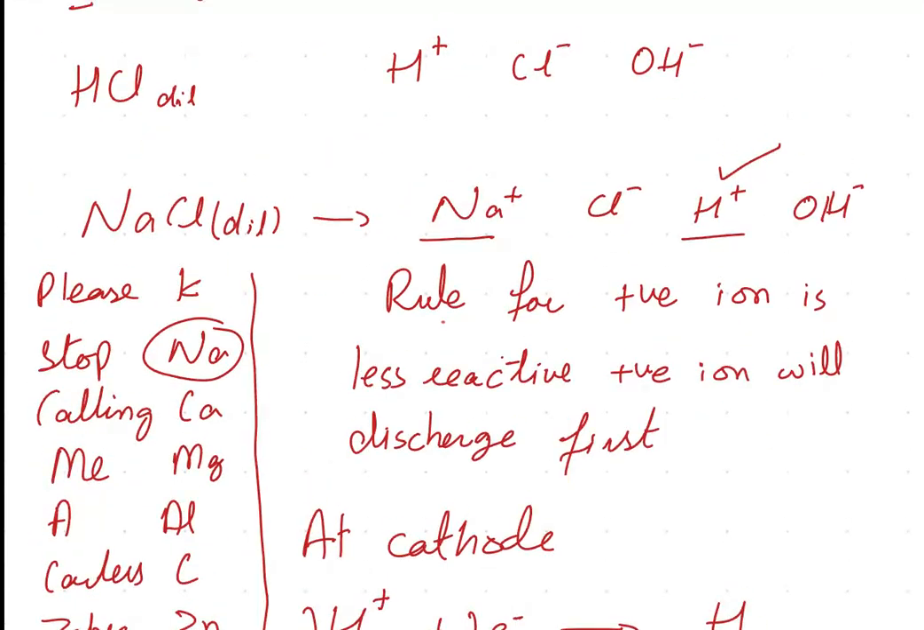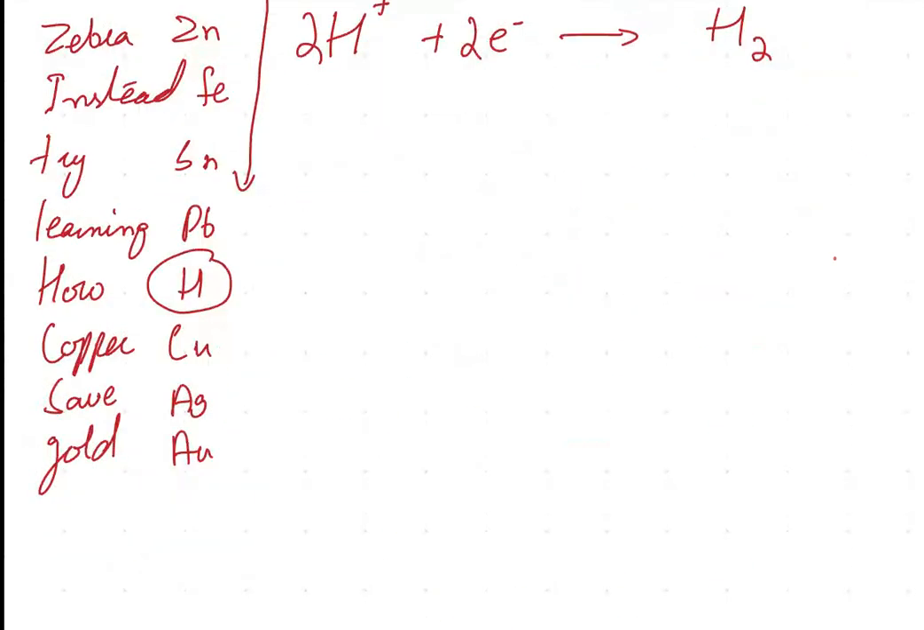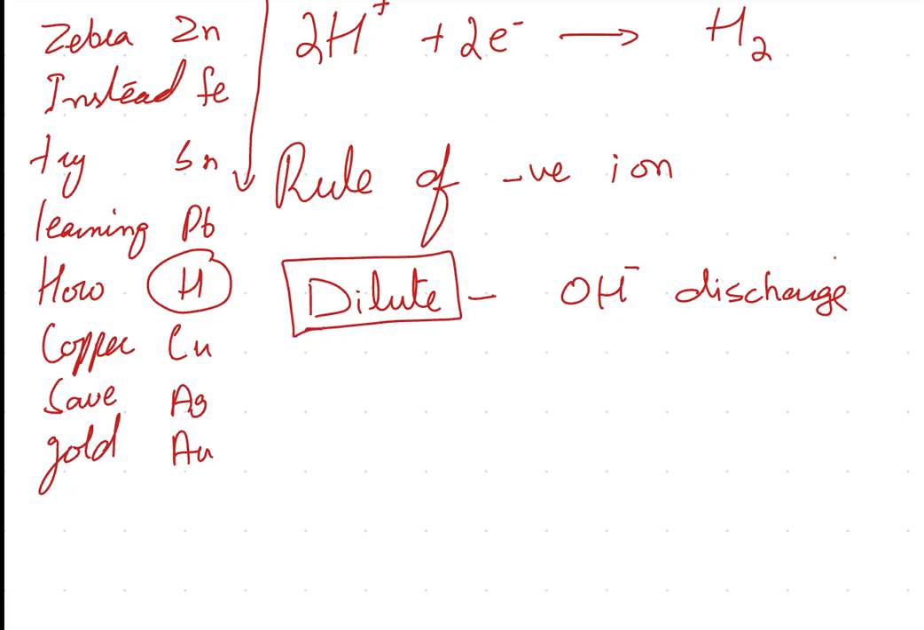Now, what about the negative ions? You can clearly see that there are two negative ions. One is Cl negative and another is OH negative. So I'm going to explain the rule of negative ion as well. The rule of negative ion is very easy and I will give you the trick to memorize it. The trick is, whenever the solution is dilute, the OH negative ion will discharge. Always, whenever the solution is dilute, the OH negative ion will discharge.